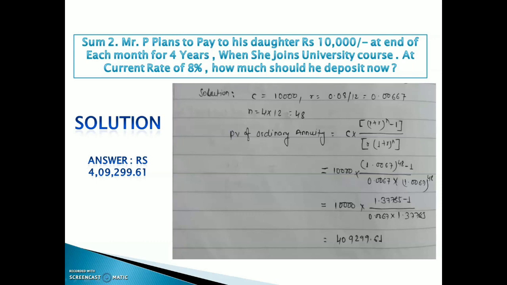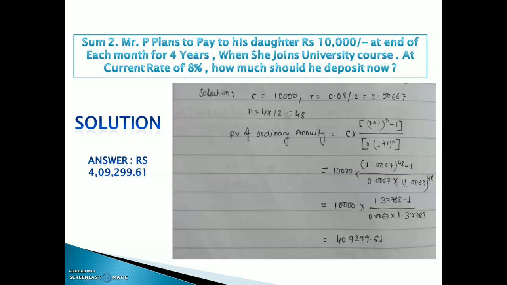Now we will see the other problem. In problem 2, Mr. P plans to pay to his daughter rupees 10,000 at the end of each month for 4 years when she joins university. At the current rate of 8%, how much should he deposit now?